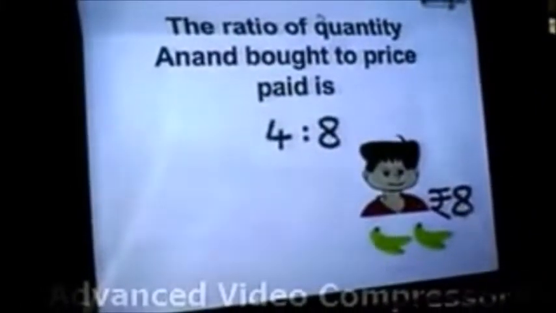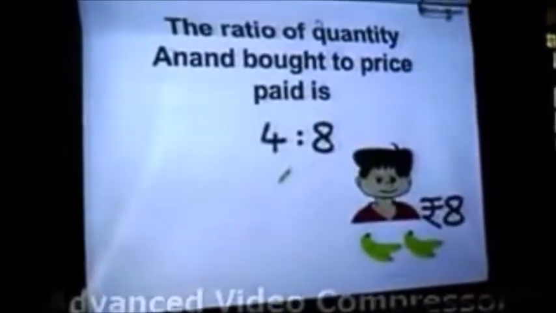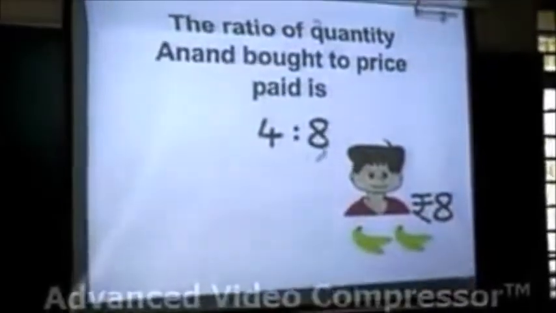Next, in case of Anand, the ratio of quantity Anand bought to the price paid is equal to how much? 4:8, because Anand bought 4 bananas for ₹8. So the ratio is 4:8.